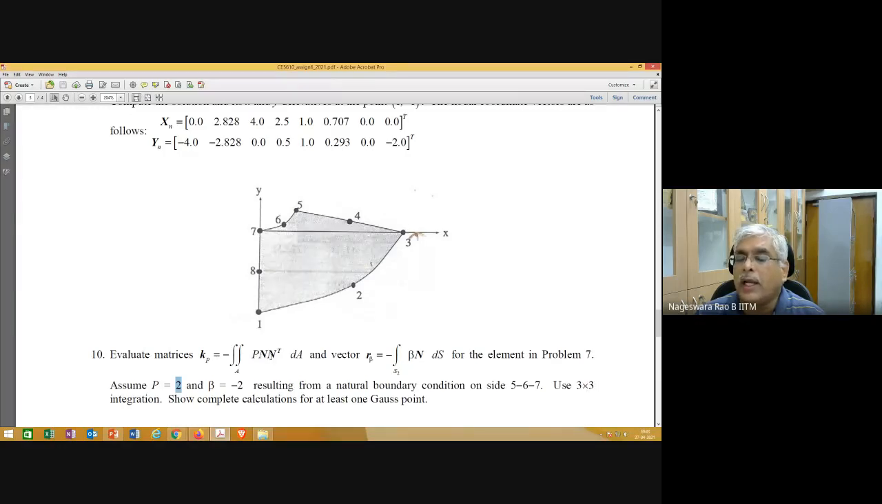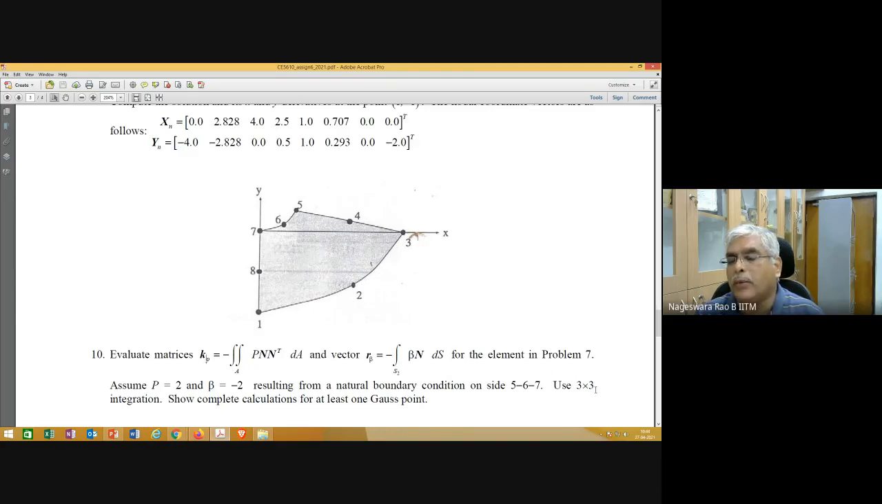So here n transpose, and the dimension of n is going to be a column vector or a row vector having 8 elements. N is going to be 8/1 and n transpose is going to be 1/8. So in total you are going to get an 8/8 matrix. This Kp is going to be an 8/8 matrix. Keep that in mind, okay? And that you need to evaluate using 3/3 integration.